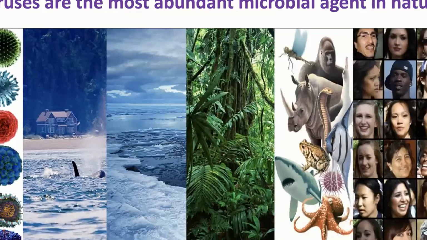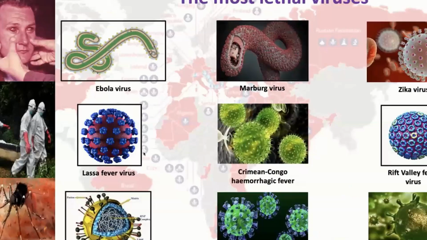So viruses, very quickly, we all know what they are. We just came out of COVID, and there's still COVID scare in some parts of the world. So we are not completely out. But viruses are there, and they are actually the most abundant microbial agent in nature. We don't want to go into the details of that. I think we know enough. And of course, we also know how lethal they can be.